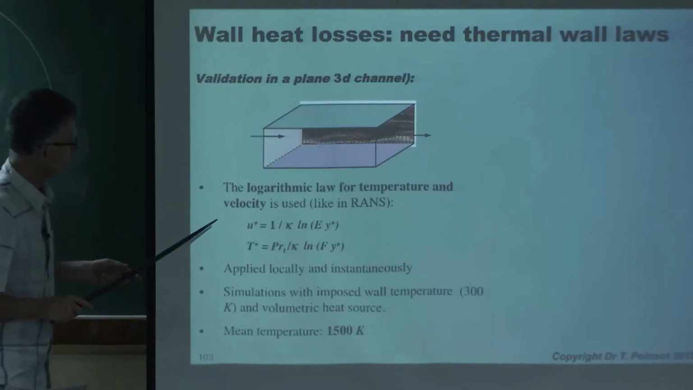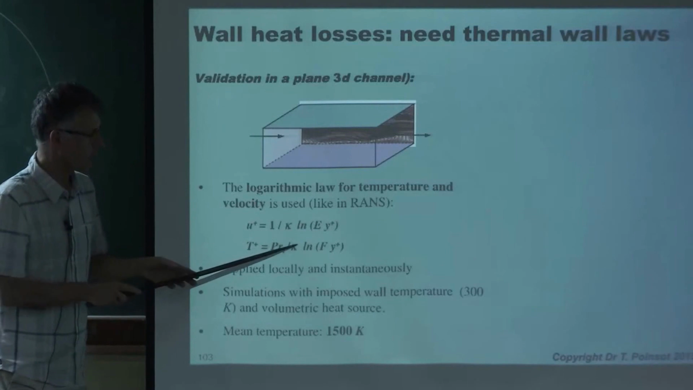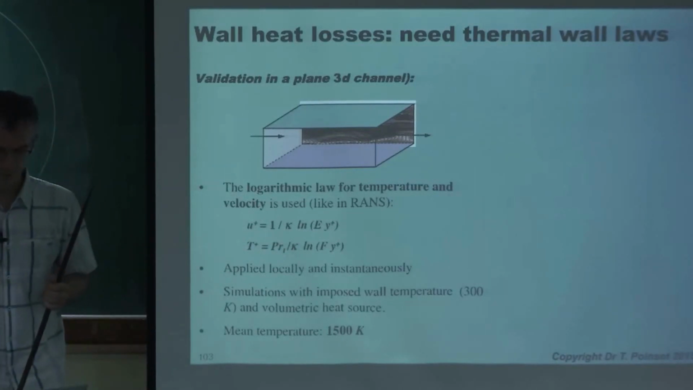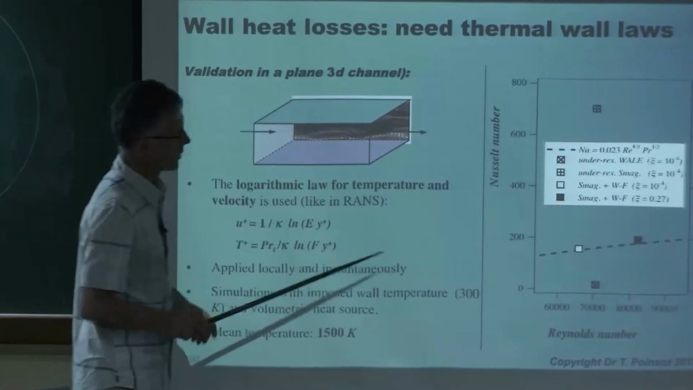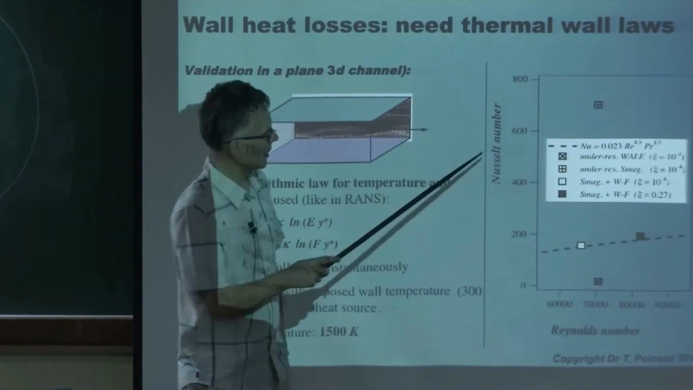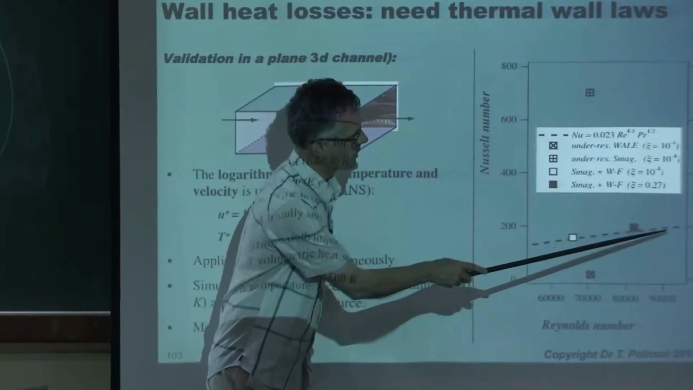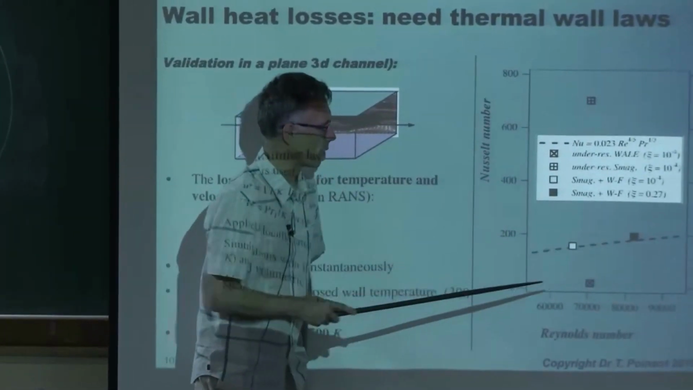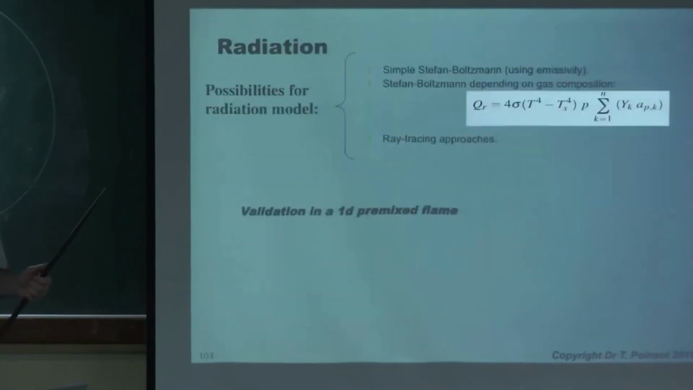And we do that for the flow, and we do that for the heat transfer. And so you assume that the velocity profile is a log scale, and you assume that the temperature profile is a log function too. So this is coded in AVBP, and we tested it many times. This is, for example, in a channel like this, the Nusselt number as a function of the Reynolds number, and you see that this is the correlation, and this is the law of the wall, and that works reasonably well.